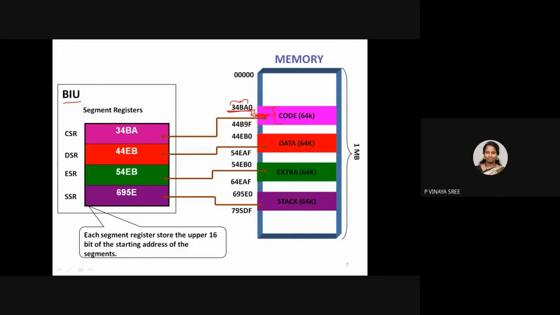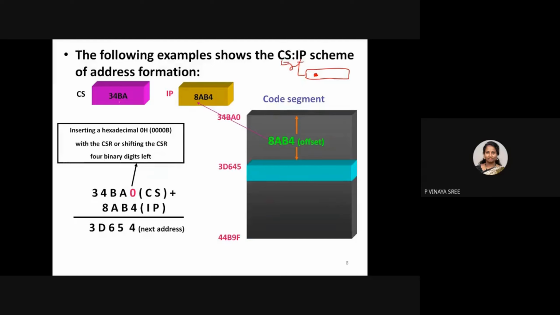Okay, 34BA, and it has to convert this 34BA to 34BA0. For that we are doing a left shift operation 4 times, that is, multiplying by 10. And IP, so if you add this, you will go to that particular location. For that, we are inserting a hexadecimal 0H in the lowermost digit. So 34BA0 is the one that we calculated. Then we are adding the offset value, which is 8AB4.